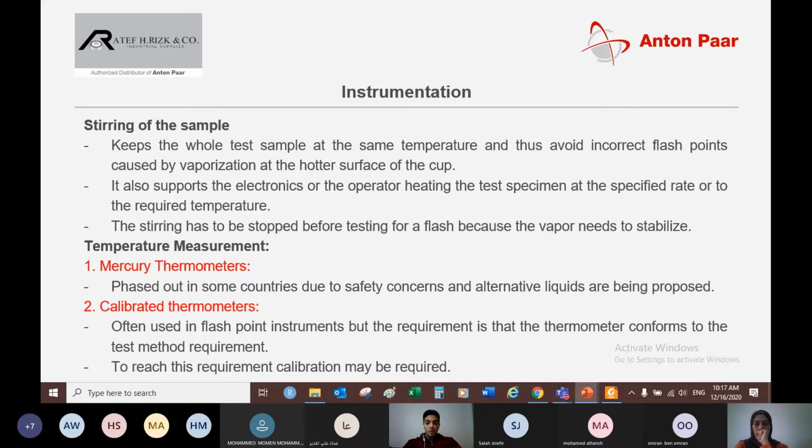For the temperature measurement, we have different kinds of temperature measurements. The first method is the mercury thermometer, and this is a really old method to measure the temperature. Why? Because of the safety concerns regarding mercury. This is why it's phased out in some countries. The other way to measure temperature that is used nowadays is the calibrated thermometer. However, we should guarantee that these thermometers conform to the standard methods, and to do so, we have to do calibration for these thermometers. This is why they are called calibrated thermometers.